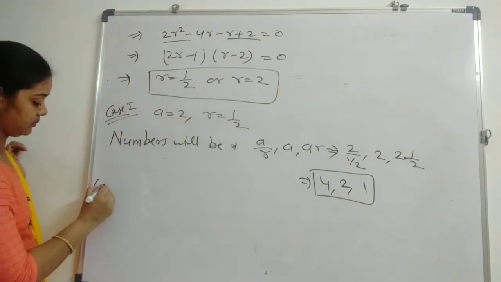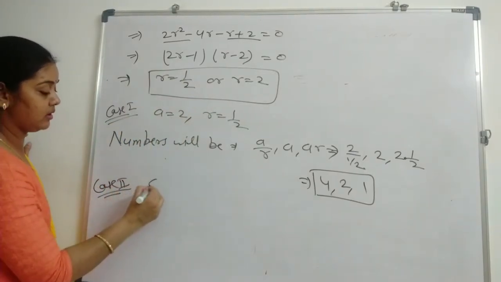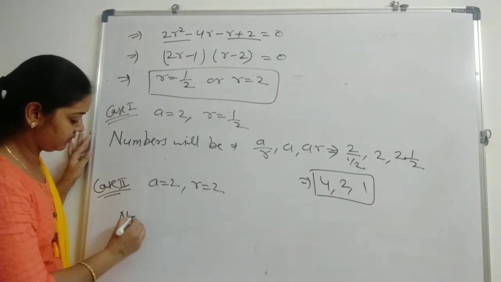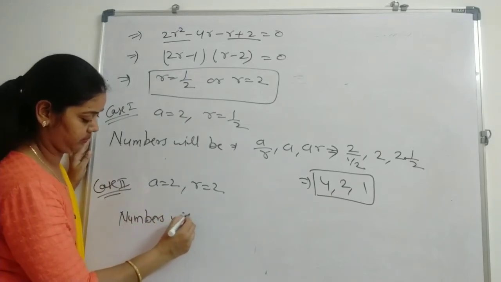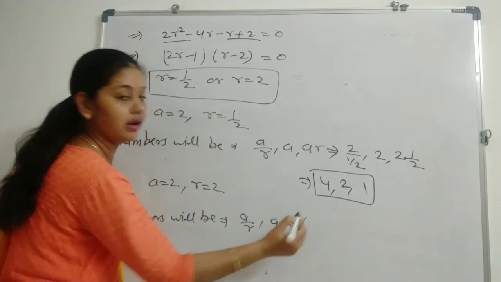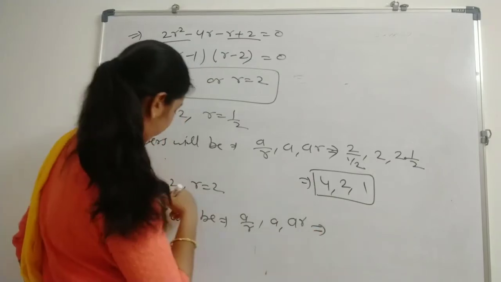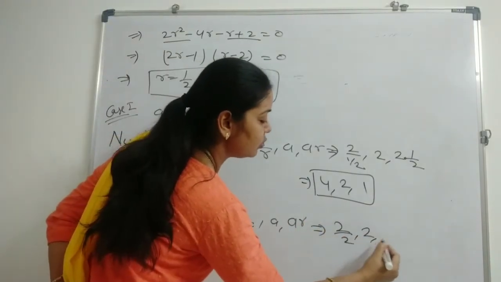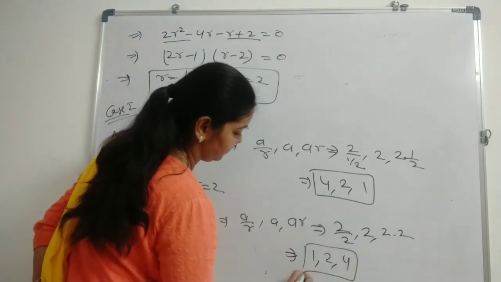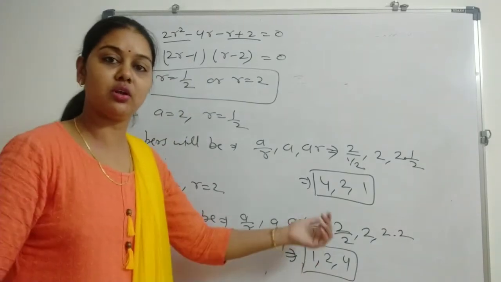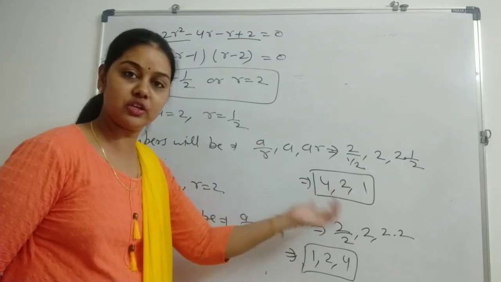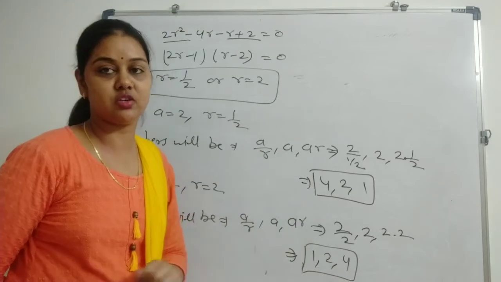In the second case, when a equal to 2 and r equals also 2, then the numbers will be a upon r, a, ar. It means we will get 2 upon 2, 2, 2 into 2, that is 1, 2 and 4. Again the numbers are the same, but only the sequence is changed. Again the sum is 7 and multiplication is 8.